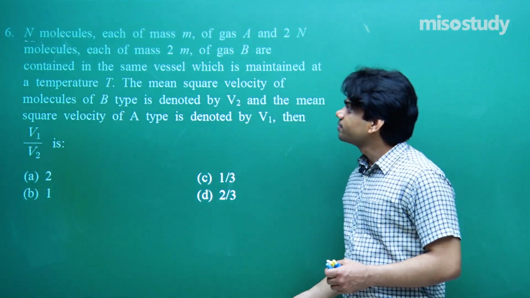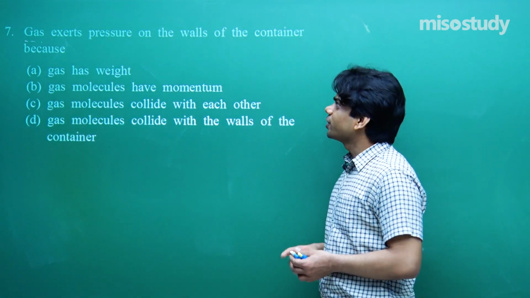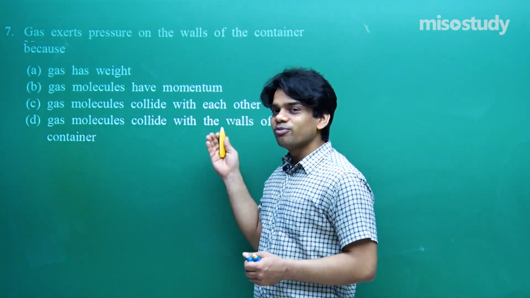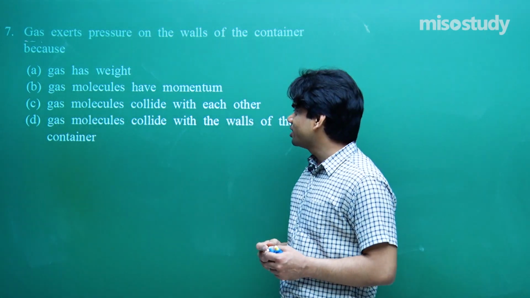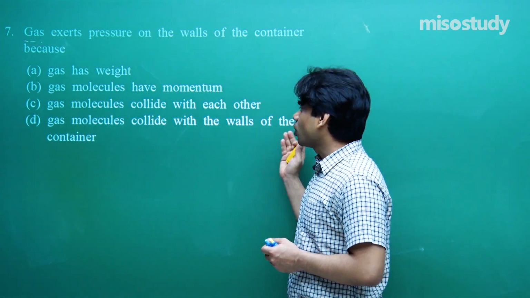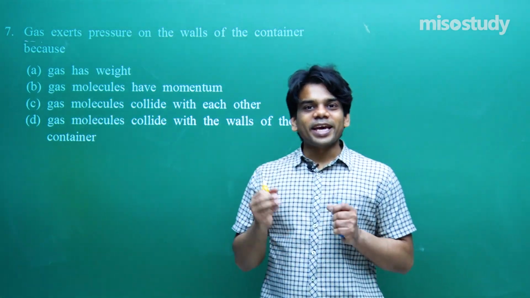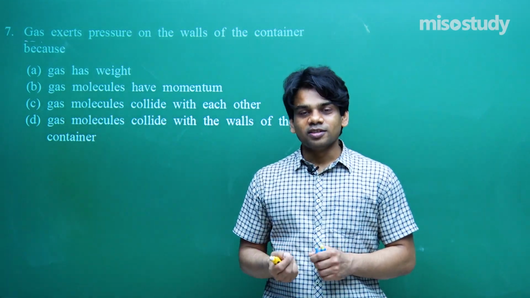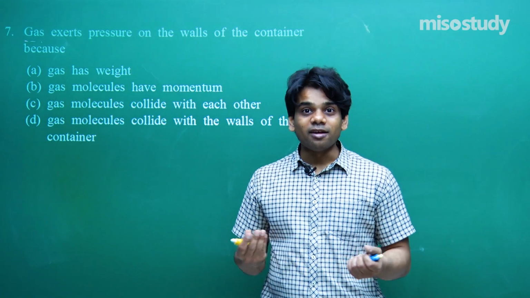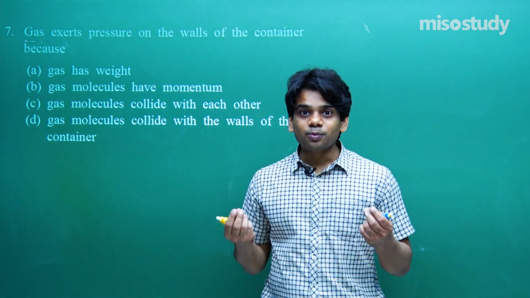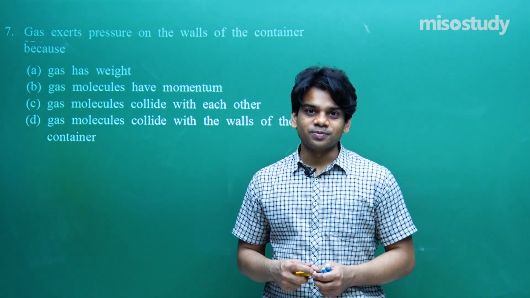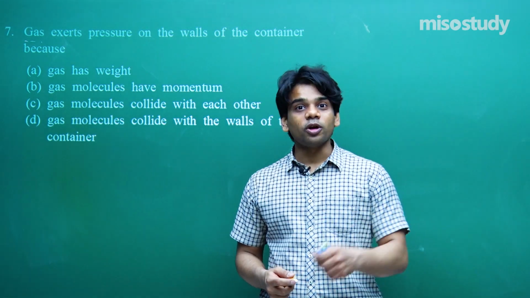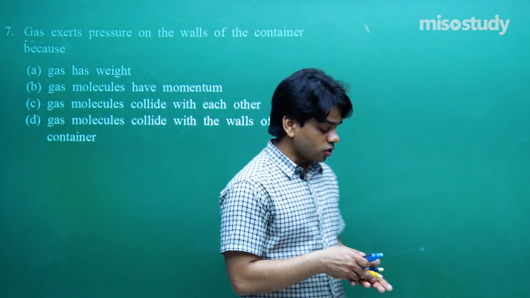Question number 7. Gas exerts pressure on the walls of the container because gas has weight, gas molecules have momentum, gas molecules collide with each other, or gas molecules collide with the walls of the container. Now gas molecules are moving randomly, they have got mass, they have got velocity, that means they have momentum. And having momentum doesn't purely imply that it's going to exert pressure. When they collide, they impart momentum to the wall, and when they rebound from the wall, they are exerting a pressure on the walls of the container.